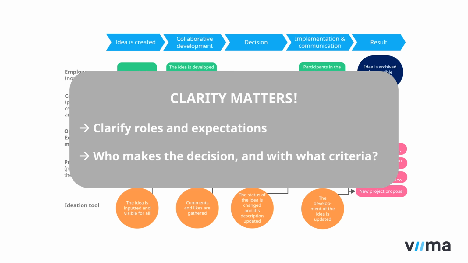Now, the point is that you need to make sure to clarify the roles so that everybody understands what is expected of them, and to clarify the decision-making process. Who makes the decisions and what is the criteria? This transparency and consistency will help improve the quality of your outcomes a lot.